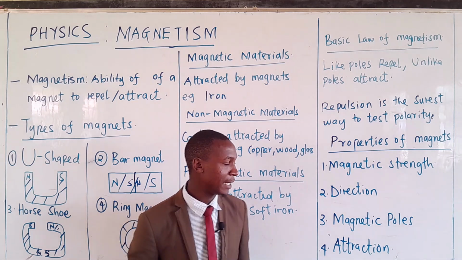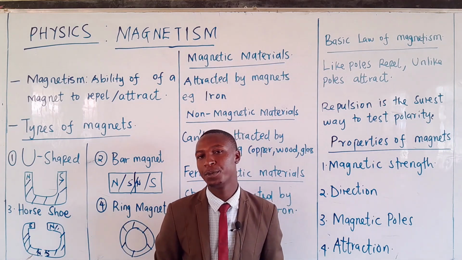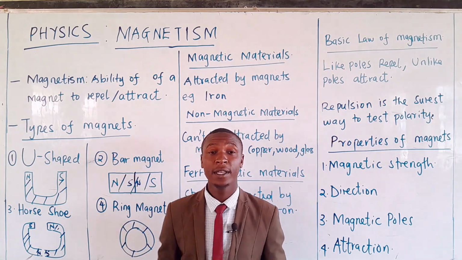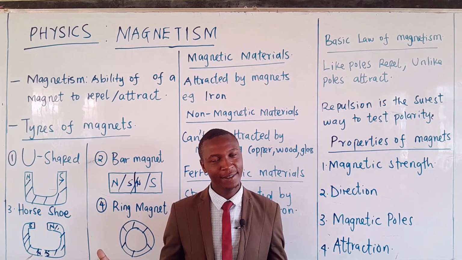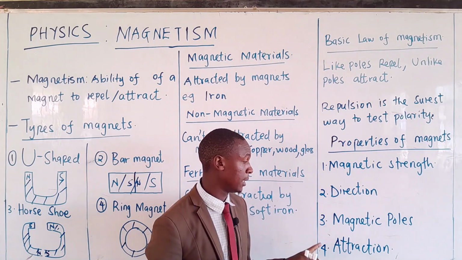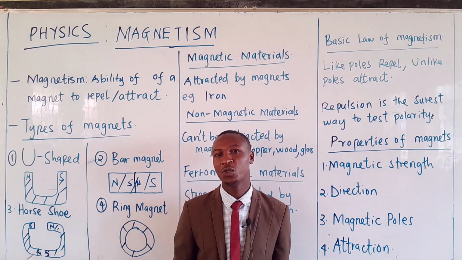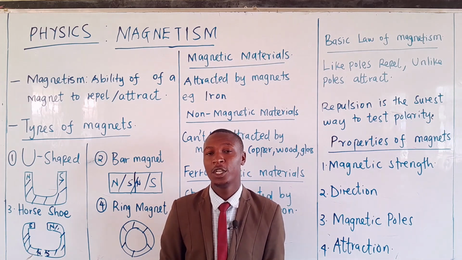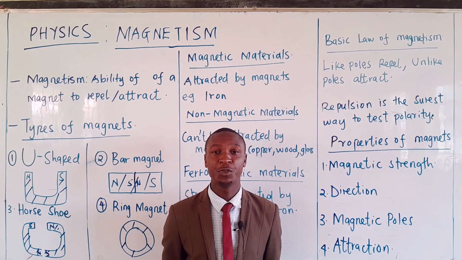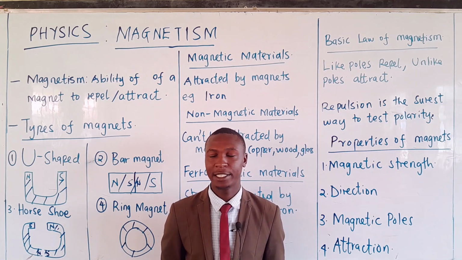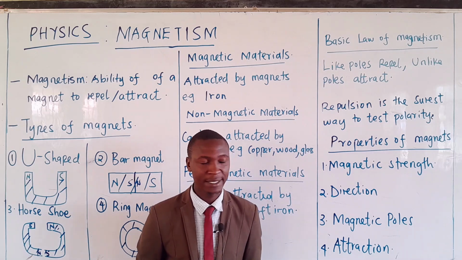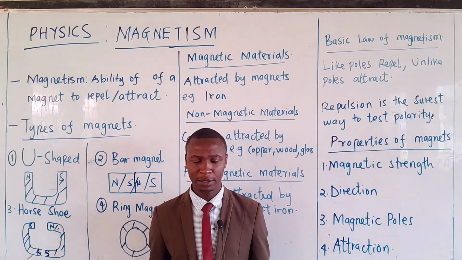Now we have the attraction property, very, very important. Of course, we have defined in just a moment here that a magnet attracts a magnetic material. So it is important to note that the work of a magnet is to attract magnetic materials. If you bring a magnetic material close to a magnet, it's definitely going to be attracted, and therefore a magnet attracts magnetic materials.